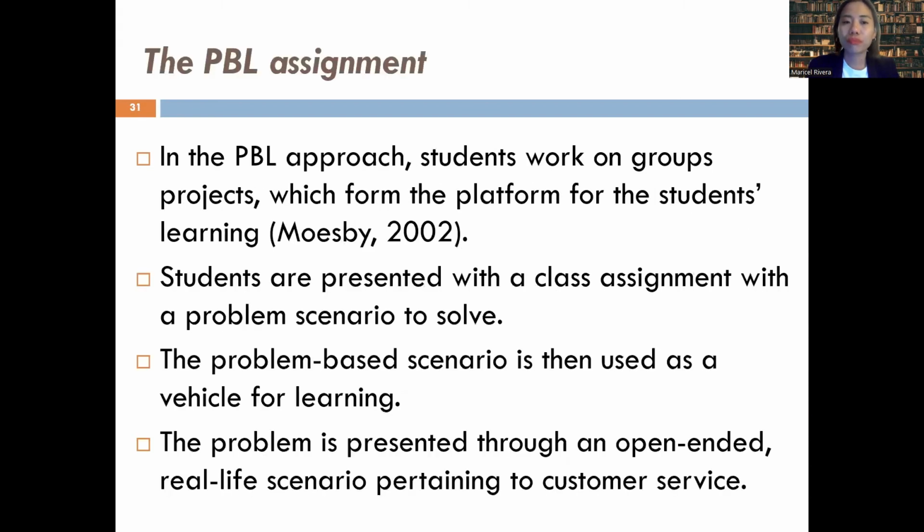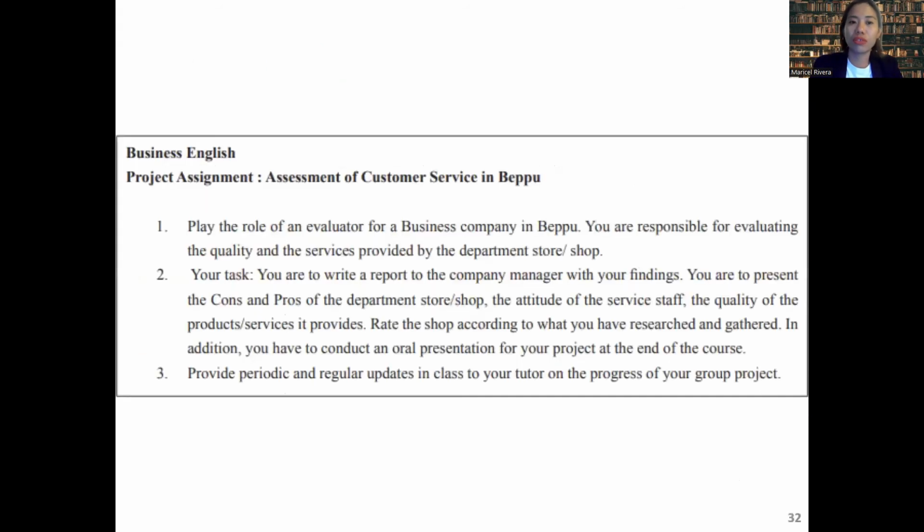solution to the problem. And we have here the PBL assignment. So in the PBL approach, the students work on group projects, which then form the platform for the students' learning. Students are presented with a class assignment with a problem scenario to solve, and a problem-based scenario is then used as a vehicle for learning. So we provide them a problem, and the problem is presented through an open-ended real-life scenario pertaining to customer service.